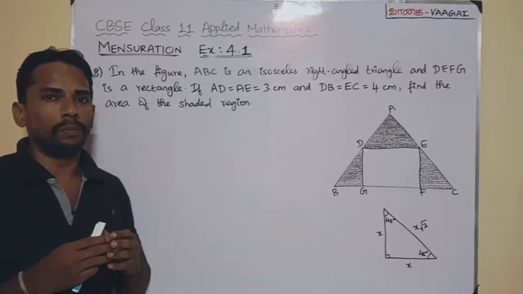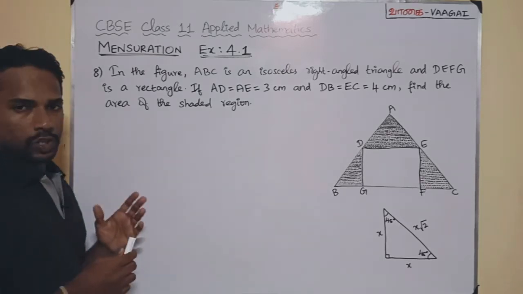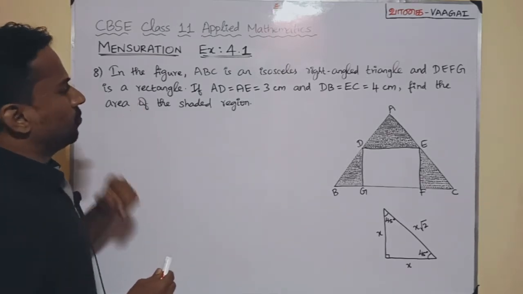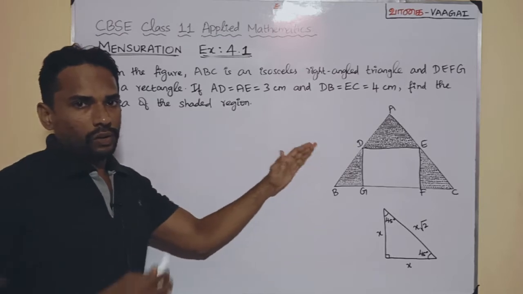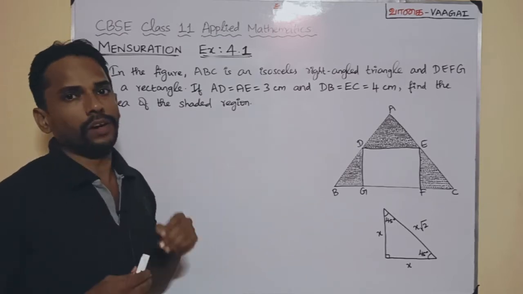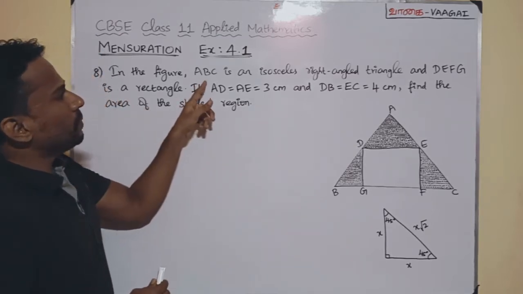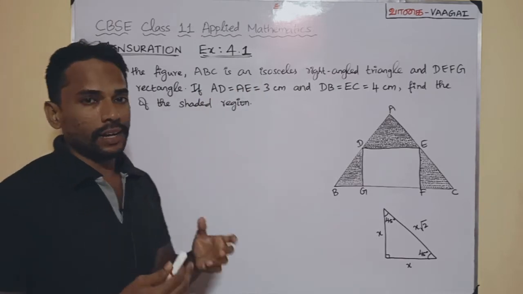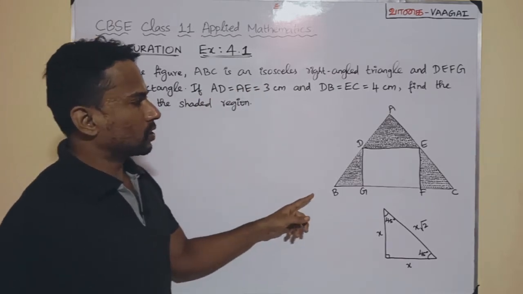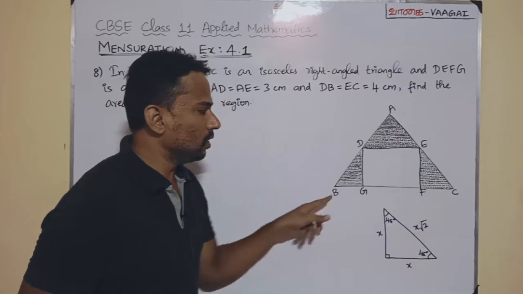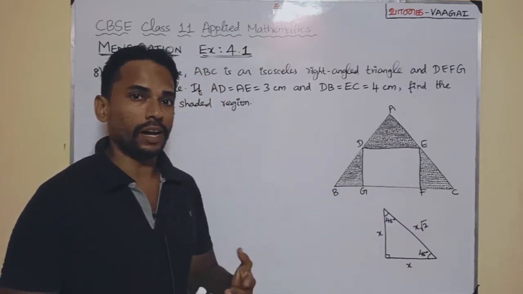Next we have question number 8 with us. Here in this question we have, in the given figure, the figure for this question, which I have drawn here. In the given figure, ABC is an isosceles right angle triangle. So remember, this triangle ABC, what we see here, is an isosceles right angle triangle.